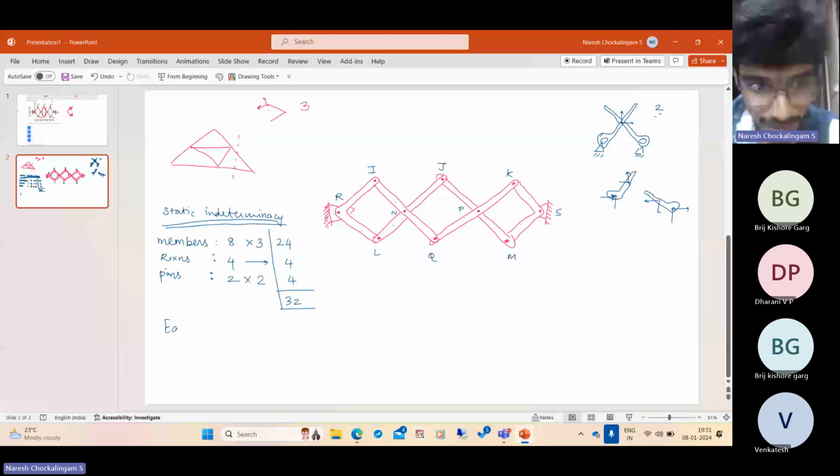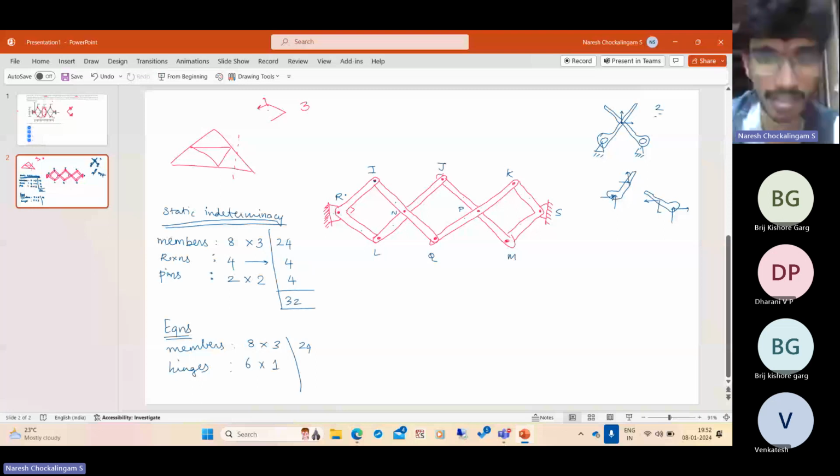Whenever you draw the free body diagram, due to the fact that the individual members have to be in equilibrium, you know the bending moment in the member at the point of connection has to be 0. So that is one additional equation. So this gives 6 equations of equilibrium. Anything else? No. So I have 30 equations. So I have 32 unknowns and 30 equations. Your static indeterminacy is actually 2.